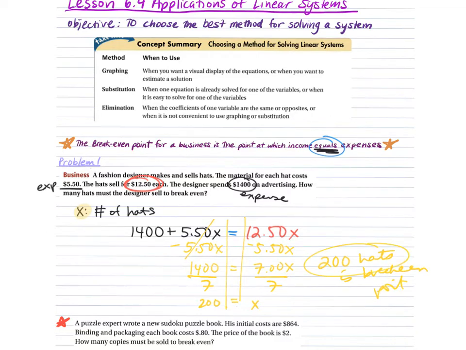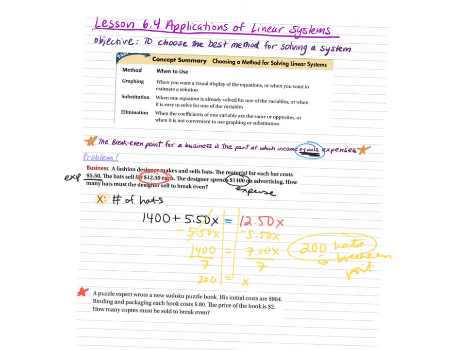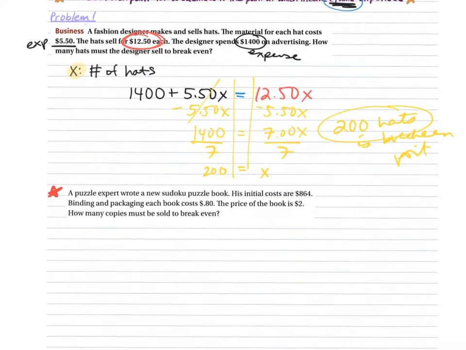Okay, so hopefully you would actually want to sell more than 200 hats, right? In your business, you would sell 200 hats to just get your money back, but you want to make a profit. So you want to sell more than 200 hats. That gives you an idea of how much you need to sell to make your money back at least.